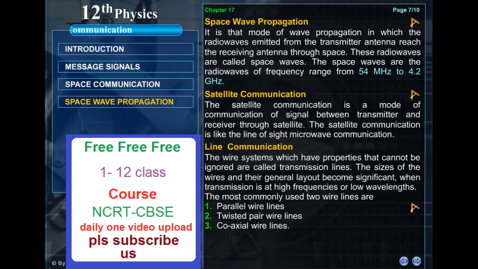Transmission line communication. The wire systems which have properties that cannot be ignored are called transmission lines. The sizes of the wires and their general layout become significant when transmission is at high frequencies or low wavelengths. The most commonly used two wire lines are parallel wire lines, twisted wire lines, and coaxial wire lines.